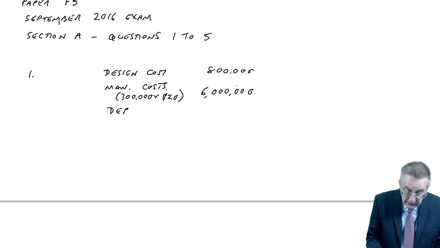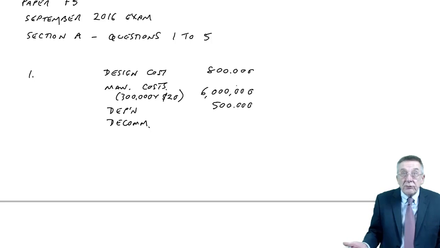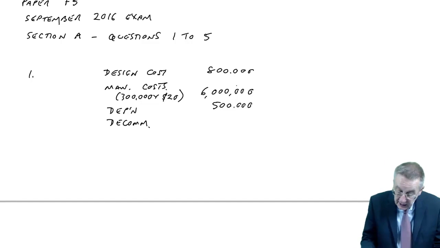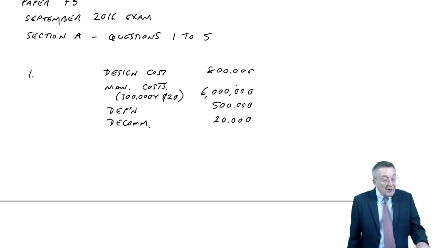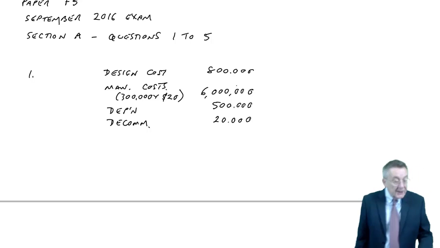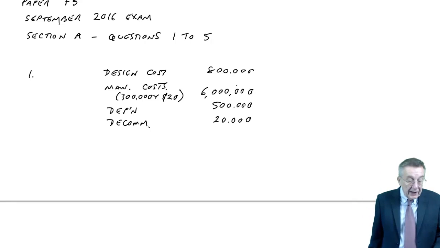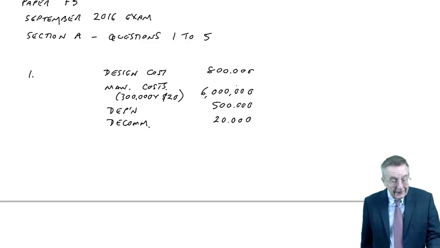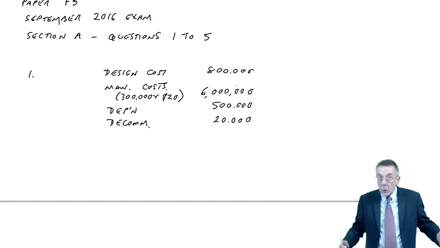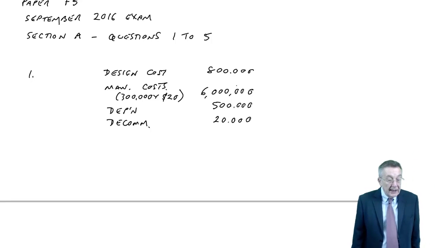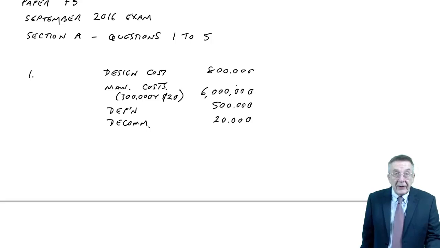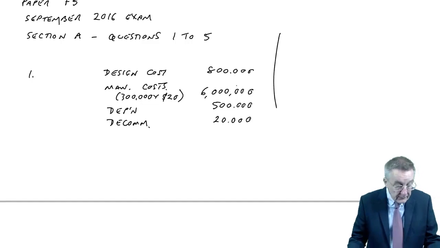Depreciation costs, 500,000. Decommissioning costs, that's closing down, but it doesn't really matter what they are. We want all the costs, 20,000. So far so good. However, there's something about machine hours, and it says below the total fixed production overheads are 72 million a year. So that's for the company as a whole. We're only talking about one product. Total machine hours are 96 million hours. And we absorb overheads on a machine hour basis.